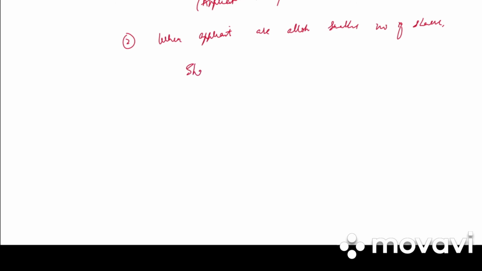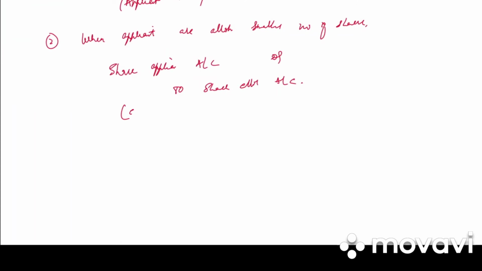So in this case, the entry will be share application account debited to share allotment account, in bracket excess application money utilized for allotment.